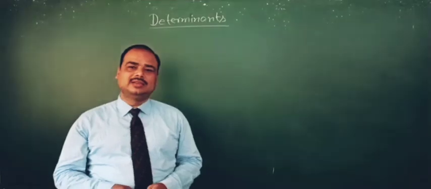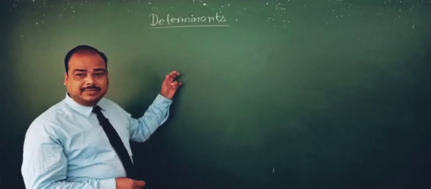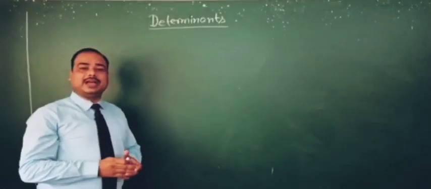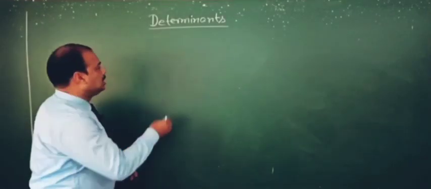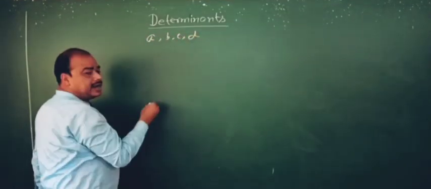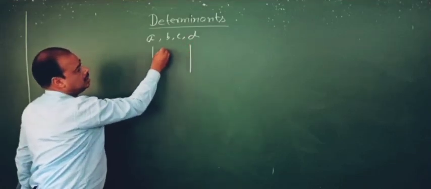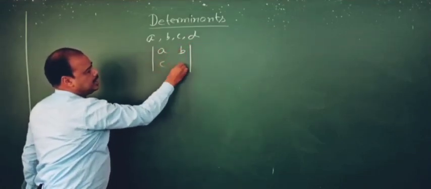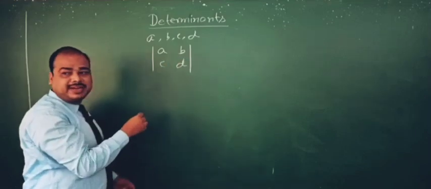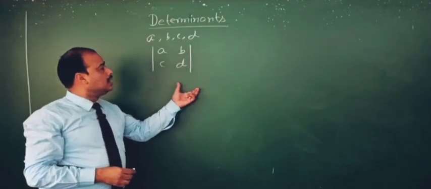Morning students, today I am going to start a new chapter, that is determinants. If we have some elements like A, B, C, D, and these four elements are arranged in an equal number of rows and an equal number of columns between two vertical bars, that is called a determinant.